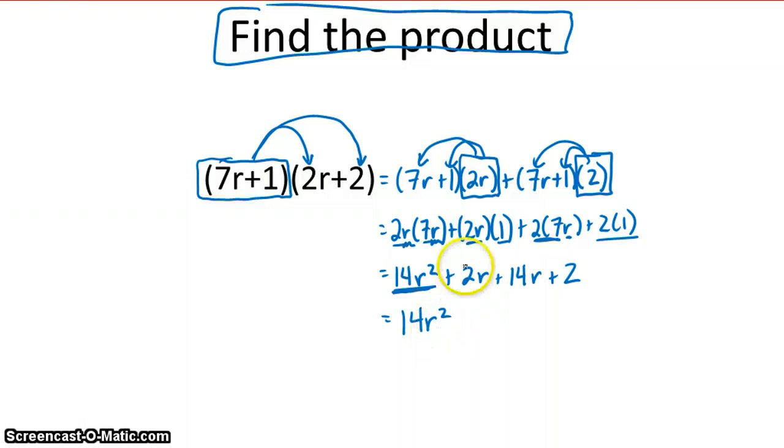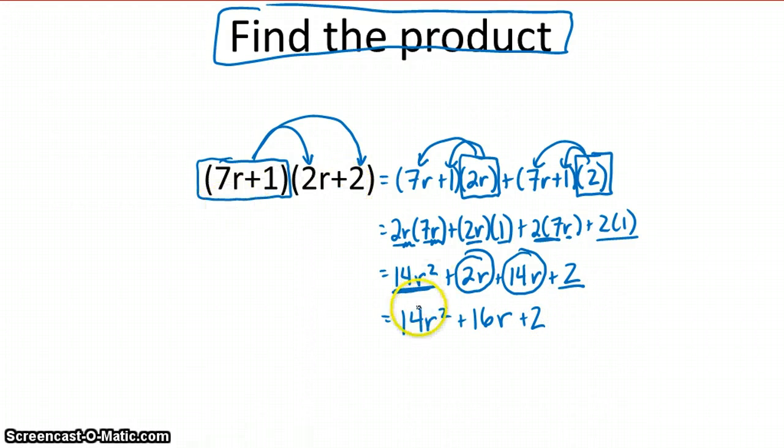As I keep looking at my problem, I have a 2r and a 14r. Now because both of those have an r to the first power, I can combine those. So a 2r plus 14r is 16, because 2 plus 14 is 16, and then I just keep the r attached. And then finally, I have plus 2, the constant at the end.